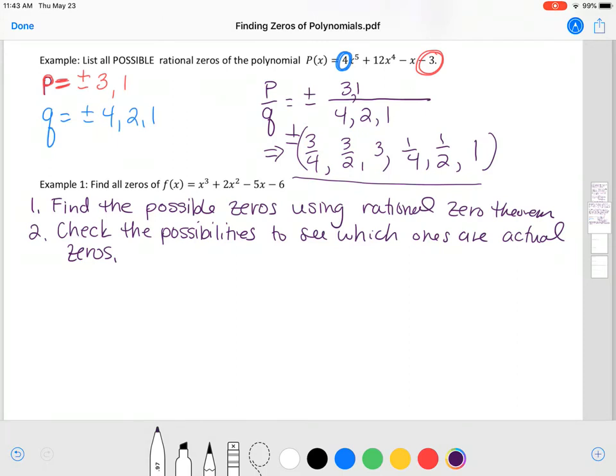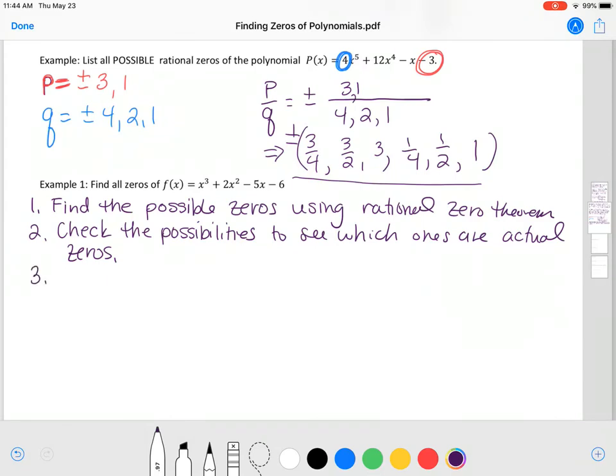And instead of plugging in each one individually, you could save yourself a little bit of work and use the table feature on your calculator, which I'm going to put a video on how to do that in case you don't know how to do that at the end of this lesson. So you can use the table feature on your calculator to set up an XY chart to plug in values of X to find the corresponding values of Y and see which ones give you zeros. So after we find the possible zeros, then step 2 is to actually check those and see which ones are actual zeros by seeing which ones will give you 0 as the corresponding Y value.